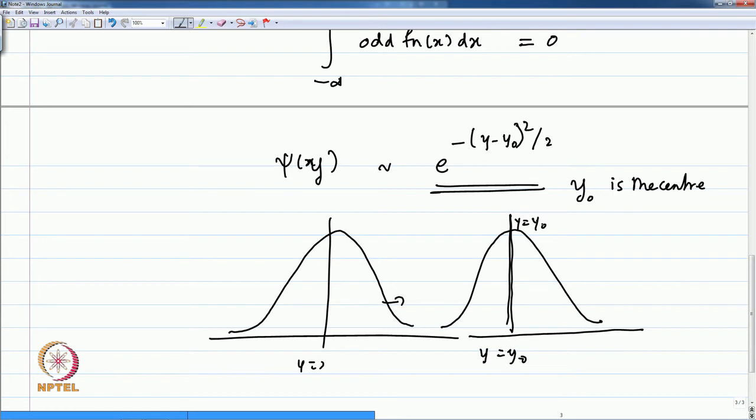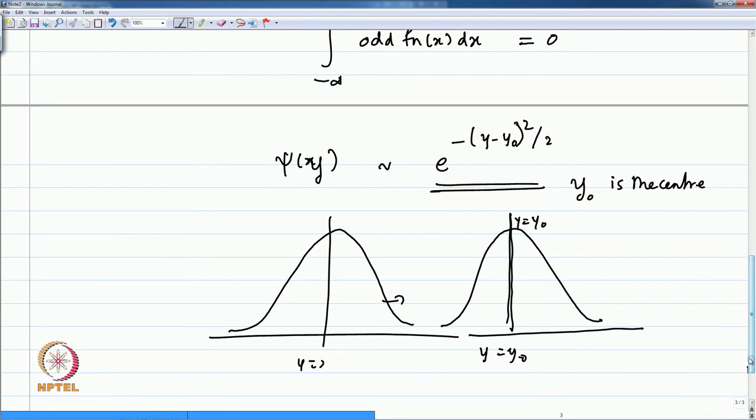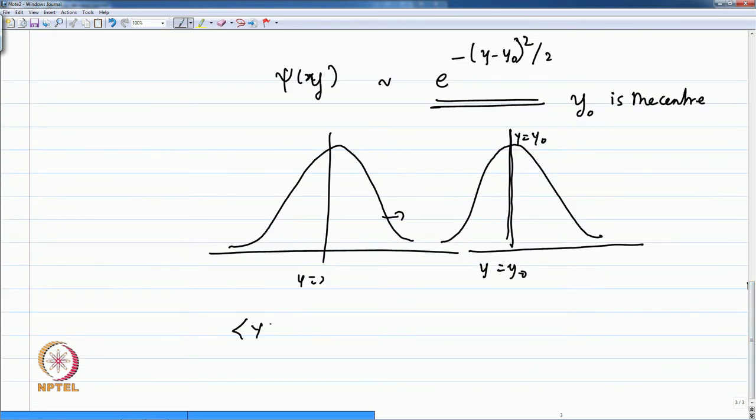Therefore, if you calculate the average value of the position for this function, namely what is the average y, you can easily show that the integral of y times e to the minus (y minus y naught) whole square dy between the limits minus infinity to plus infinity, with the normalization constant N square, will give you y naught, which is the value at which the function, on average, has 0 potential energy, and it is the midpoint. What about the momentum?